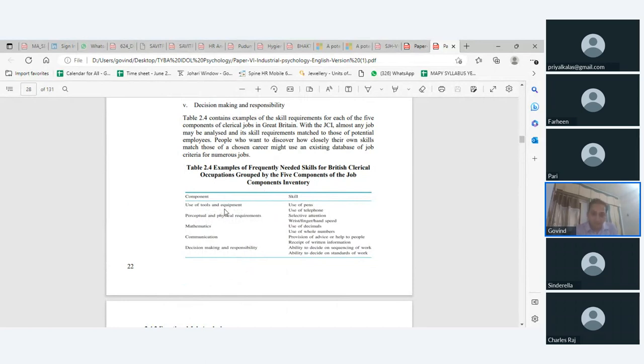So imagine, any one of you can answer, be it Farin, be it Priya, or Charles Raj. I do not know what is your real name. If you need to write the skills required on the basis of these five components for a professor or a lecturer, what could it be?